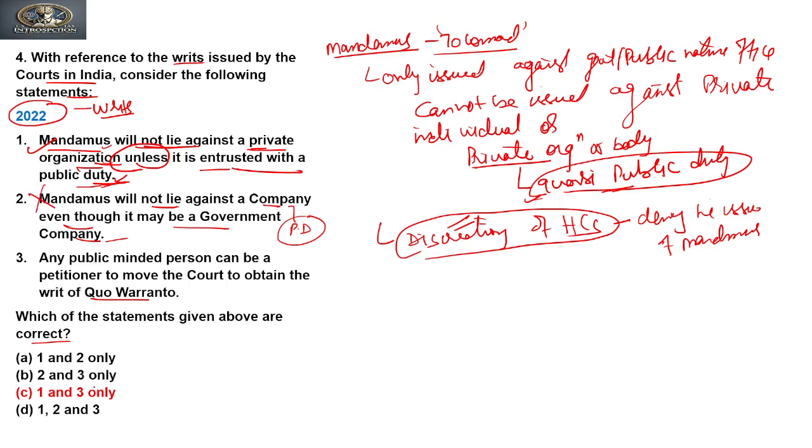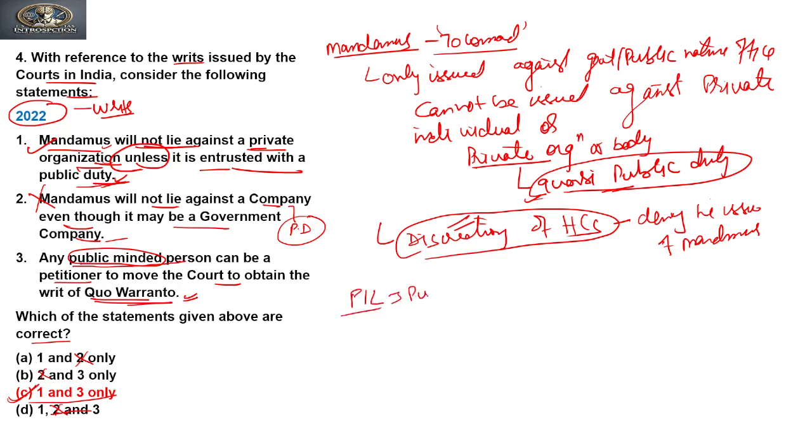Now if we go through the options, the second is incorrect, so A, B and D are incorrect. We are left with C. So without going to the third statement, we can mark our answer as 1 and 3. But we will analyze the third also. The third says that any public-minded person can be a petitioner to move the court to obtain the writ of quo warranto. Yes, quo warranto. Now it talks about a public-minded person, so it means it is talking about a PIL.